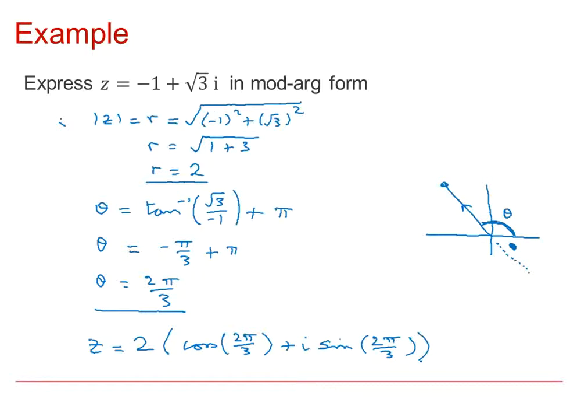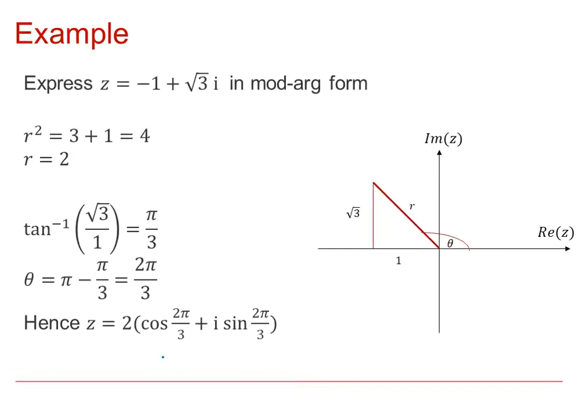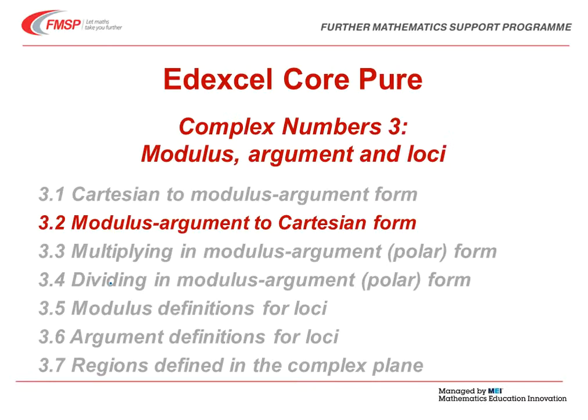And that's the mod argument form, or it's often called the polar form of z. And you can see on that full working the importance of sketching z to make sure you get the correct angle, and that you can see the correction there of the extra plus pi added to the minus pi by 3. In the next session we're going to be looking at converting the modulus argument to Cartesian form.